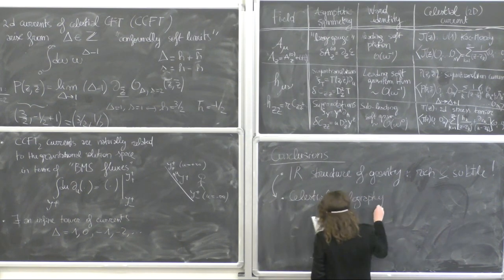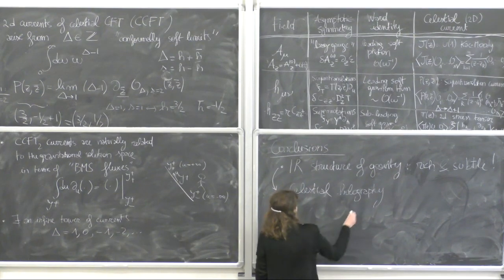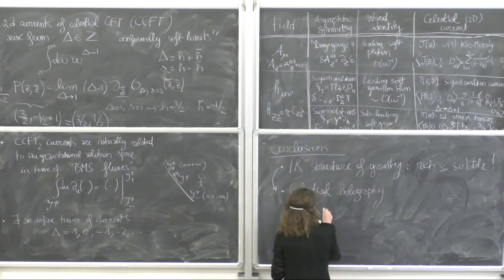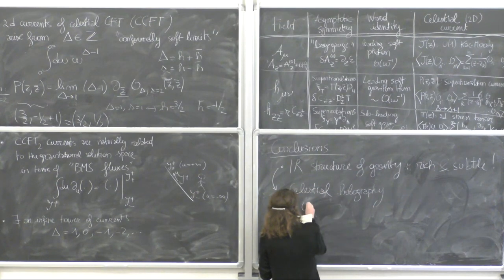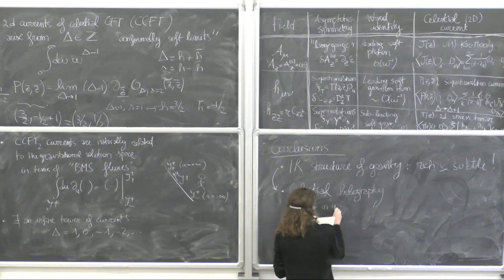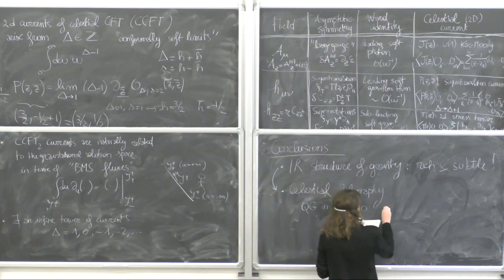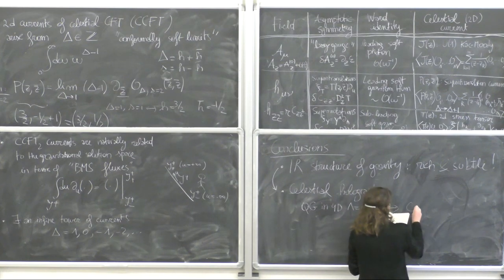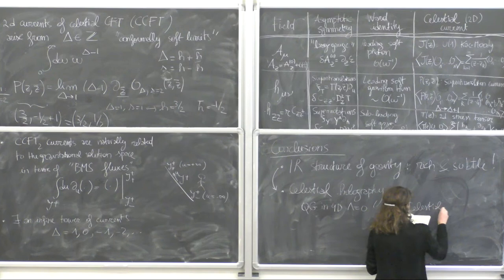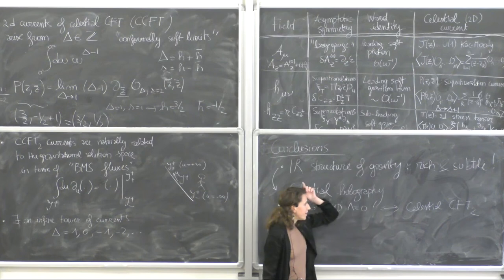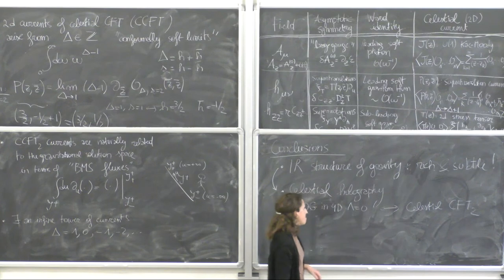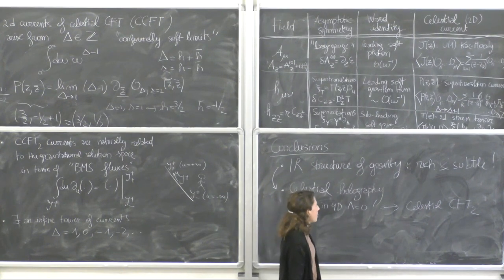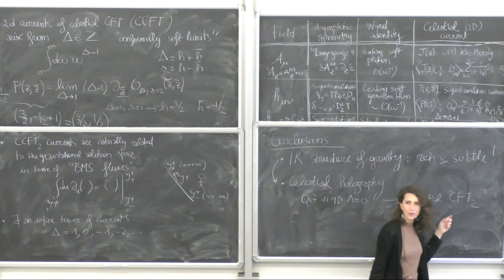And to recall, the main idea of celestial holography is that basically quantum gravity in 4D flat space can be encoded into a celestial two-dimensional field theory. So again, this word celestial is meant to say that it lives on the celestial sphere. So it's codimension-two kind of holography, but also it's not really a CFT two.